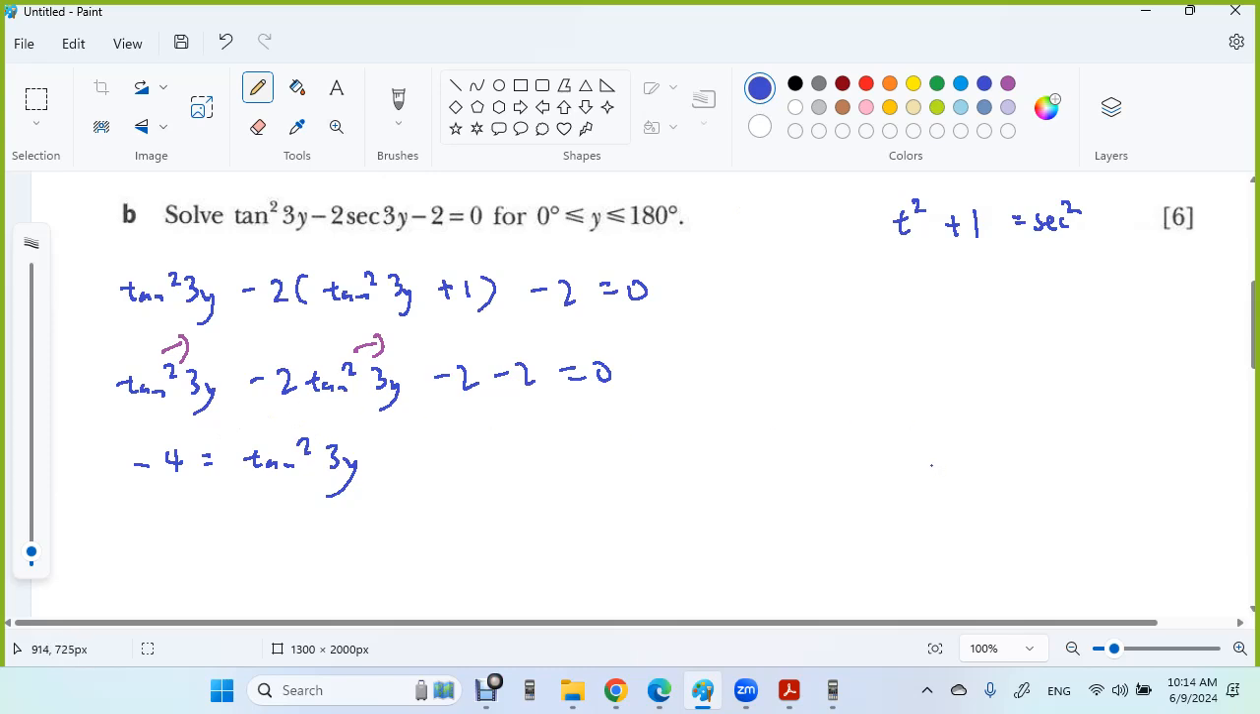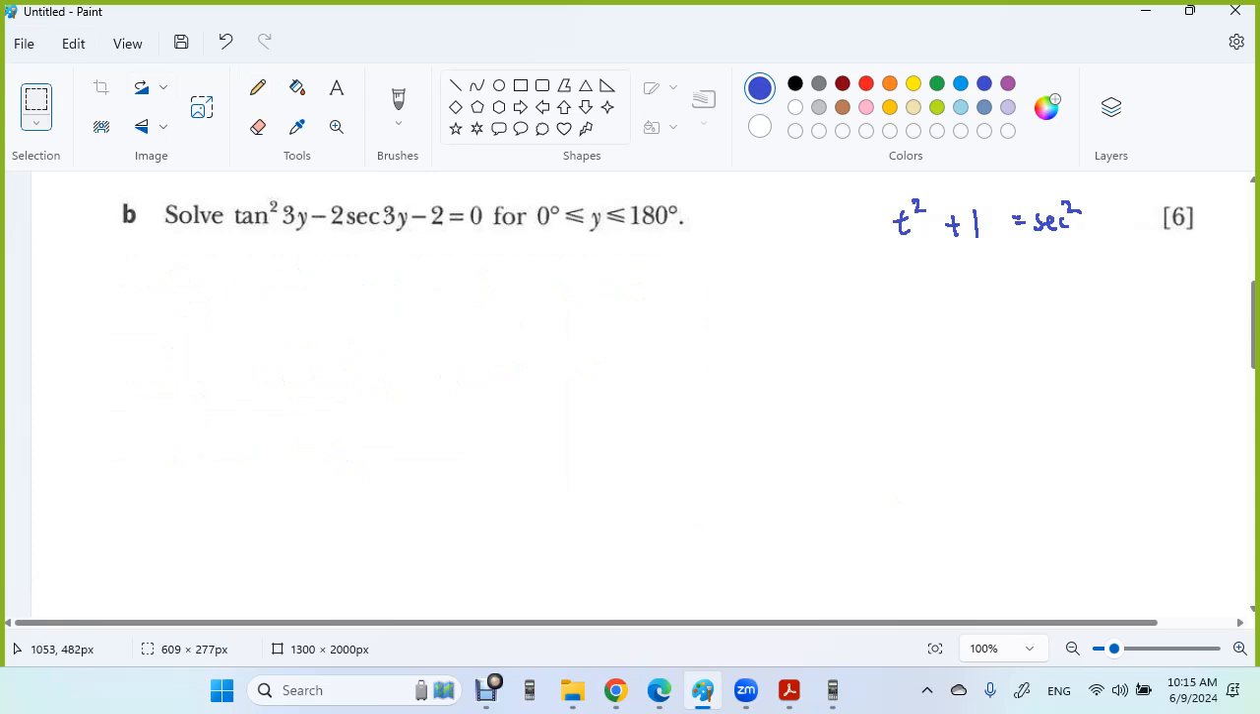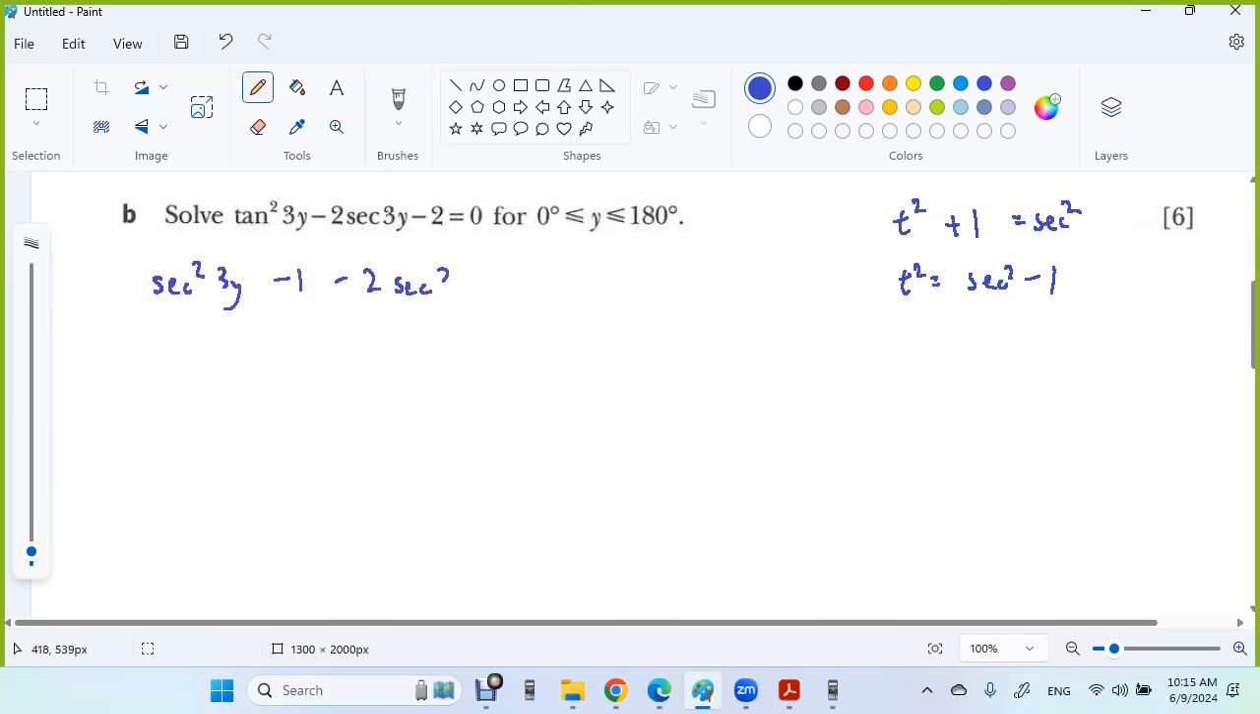No solution. No, I made a mistake here. Okay, it's secant, not secant square. So the tangent square is the secant square minus 1. So we have secant square 3y minus 1 minus 2 secant 3y minus 2 equal to 0. So we have secant square 3y minus 2 secant 3y minus 3 equal to 0. And we do the factorization.